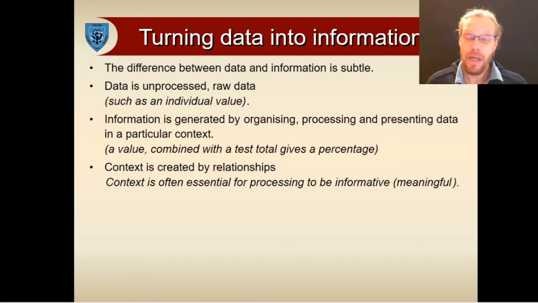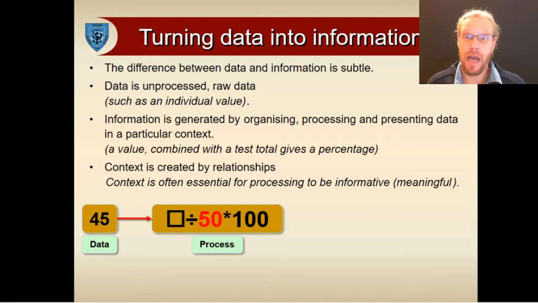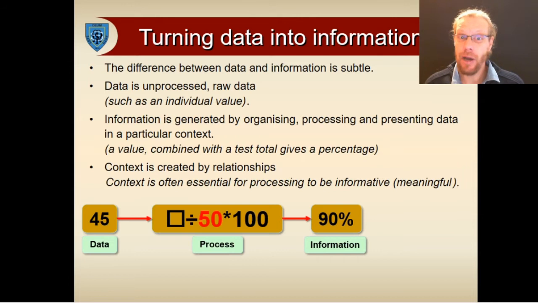Before we begin, let's be clear on what we mean by data and information. Data is unprocessed, raw values. For example, a number. Data has to be organized, processed and presented in an appropriate context before it becomes information. Processing can take a number of forms. In this example, a number is divided by an amount, then multiplied by 100 to give useful information, a percentage.